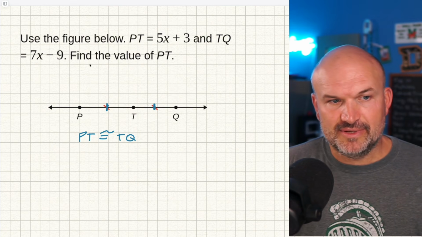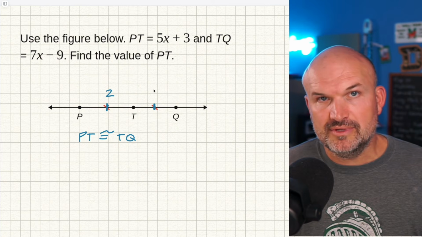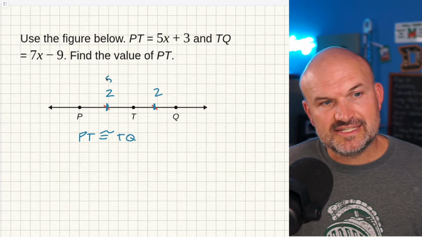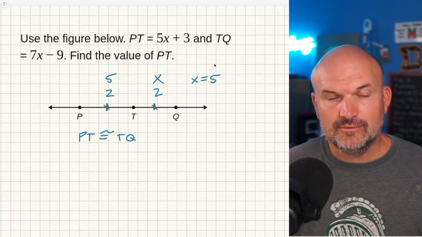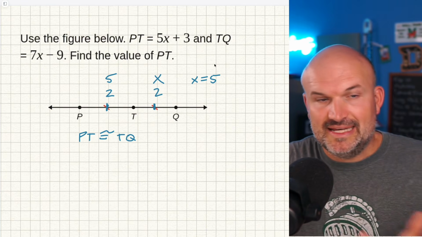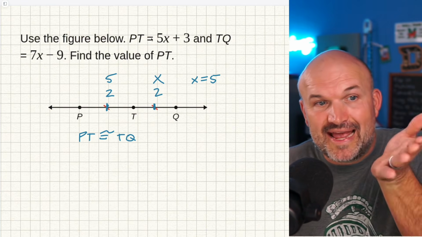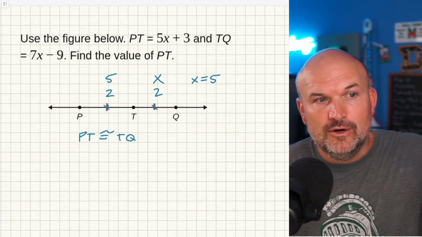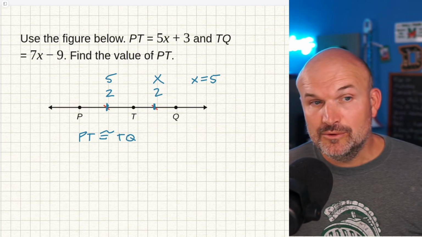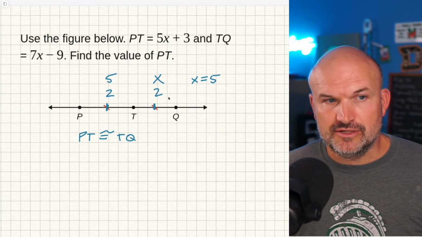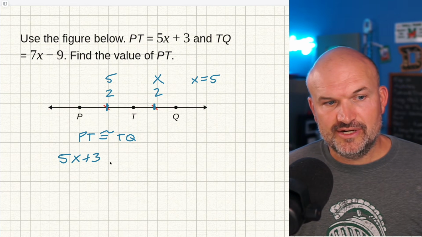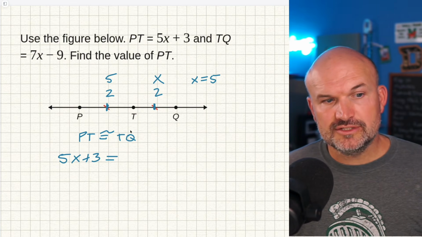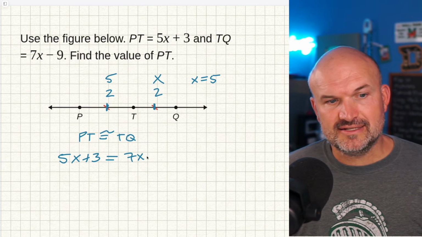Now that's very important because obviously if I said that was 2, then we know that would be 2. Or if I said this is 5, and we ask, well, what does x equal? We now can say, well, x is equal to 5, right? The lengths are going to be equal to each other. And guess what? We have the length of a statement for PT. We have the length of a statement for TQ. They're just algebraic expressions. So simply what we're going to do is write out 5x plus 3 is equal to TQ, which is 7x minus 9.